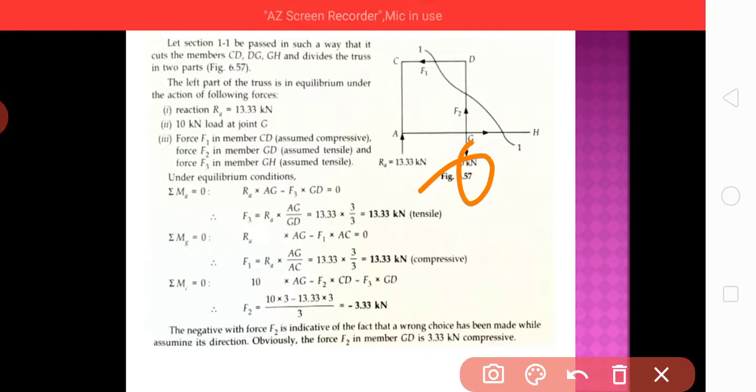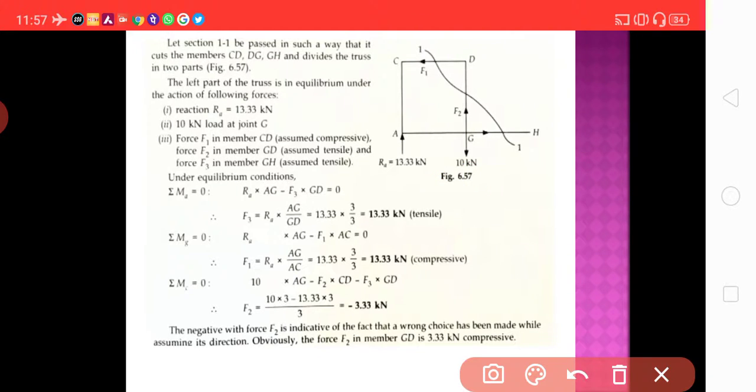Forces F1 in member CD, F2 in member DG and F3 in member GH. Under the equilibrium conditions, summation MC equal to 0, that is RA into AG equal to minus F3 into GD.